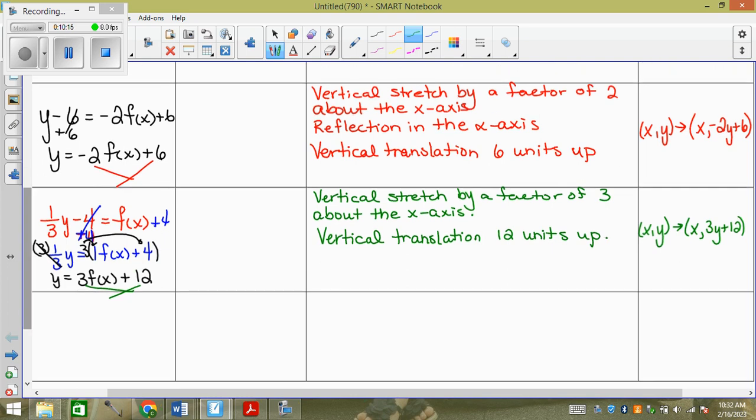Now, if you're someone who had the 4, which I would suspect is most of you, you should leave yourself a little star, star, star note and say, when I move that vertical stretch over, it has to apply to the whole function. I have to apply it to the whole equation. Okay?